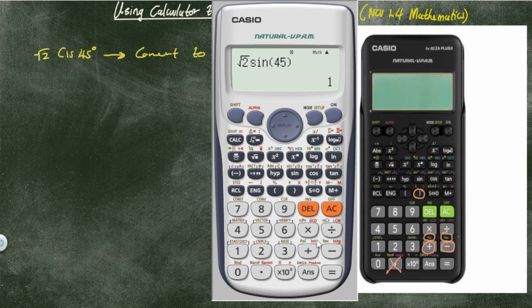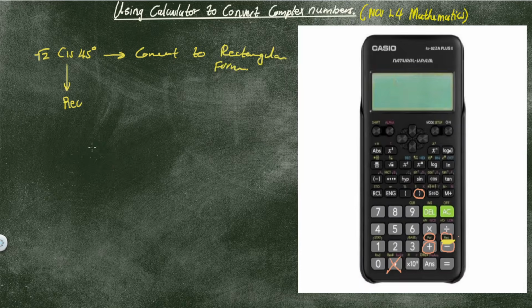Okay, let's bring up the calculator now. All right, so I want to take this and convert to rectangular form. We are now going to use the rectangular functionality. On your calculator you're going to say shift rectangle. Again, you're going to use ordered pairs.